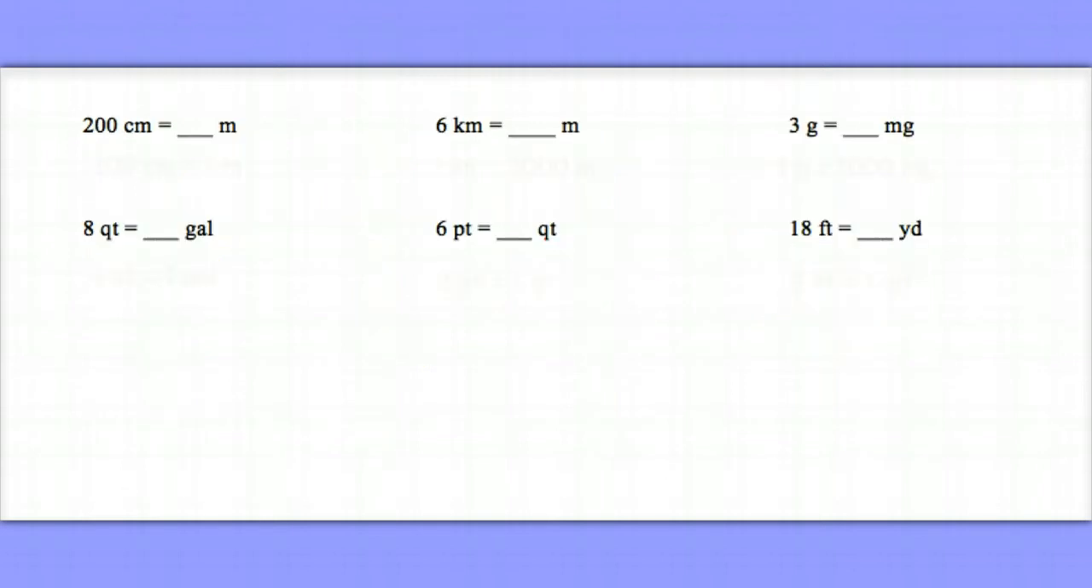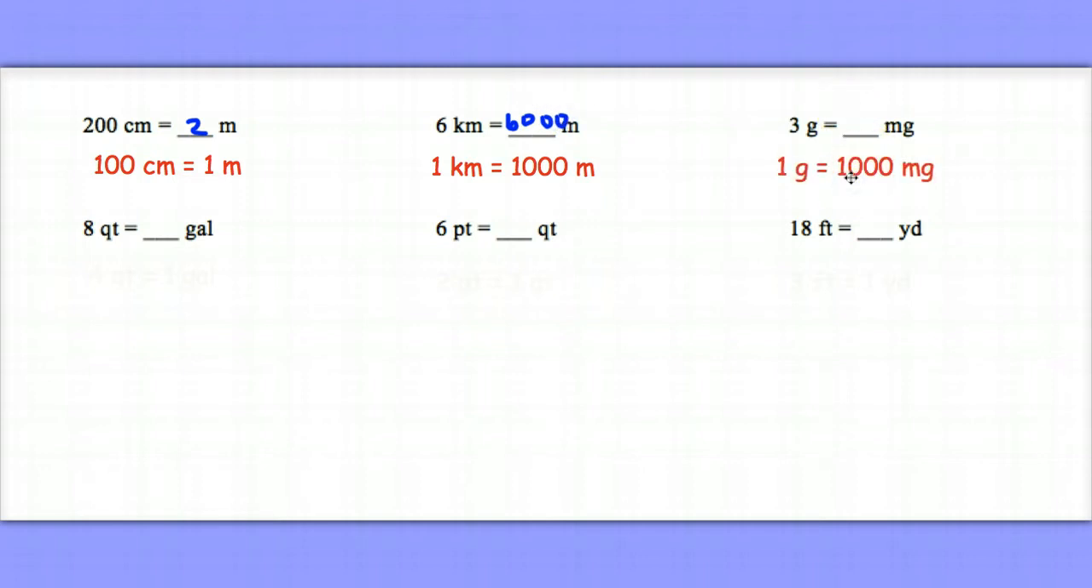All right, let's take a look at some other examples. You probably don't actually have to do a whole lot of work for these, as long as you can remember some of the basic unit conversions. So we know that there's 100 centimeters in 1 meter, so that means 200 centimeters would be 2 meters. For this one, we know that there are 1,000 meters in a kilometer. So 6 kilometers would be the same as 6,000 meters. The next one, working with grams and milligrams, we know that 1 gram is the same as 1,000 milligrams. So 3 grams would be 3,000 milligrams.